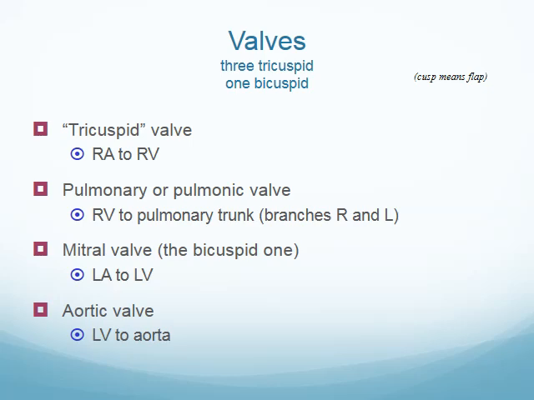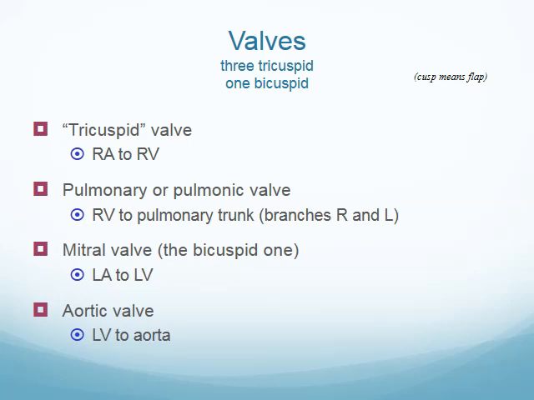Let's talk about the valves in the heart. There are 4 valves that are important that we'll discuss here. Separating the right atrium and the right ventricle, you have the tricuspid valve. And we'll get into some representations of that in the next couple of slides. Separating the right ventricle from the pulmonary trunk is the pulmonary semilunar valve. And then the mitral valve separates the left atrium and the left ventricle, and the aortic valve separates the left ventricle from the aorta.